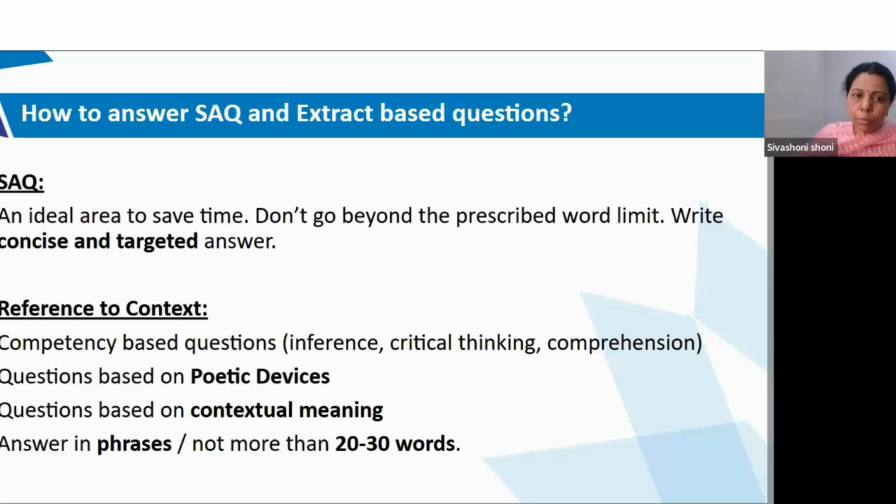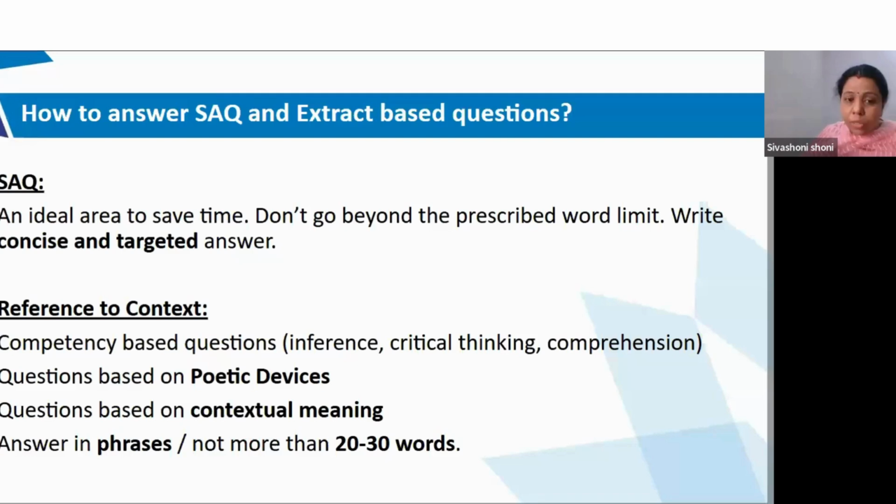In SAQ, see what I have written: that is an ideal area to save time. Please remember it. SAQ, which is a 3 marker, expects only a maximum of 4 to 6 keywords from your answer. Please don't write beyond 4 or 5 sentences, 5 lines of your exam paper. That's enough. Write concise and targeted answers, but please don't go beyond the word limit. If you are asked only about a certain thing, what he spoke, what was his intention, what was his reaction, only speak about it.